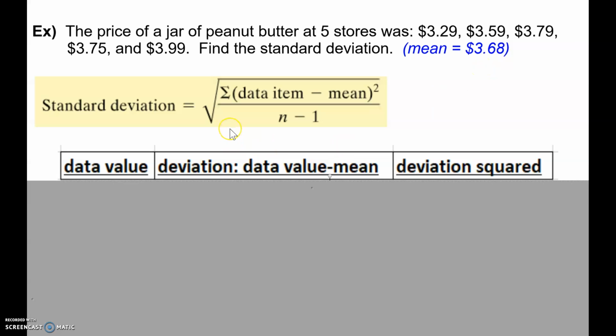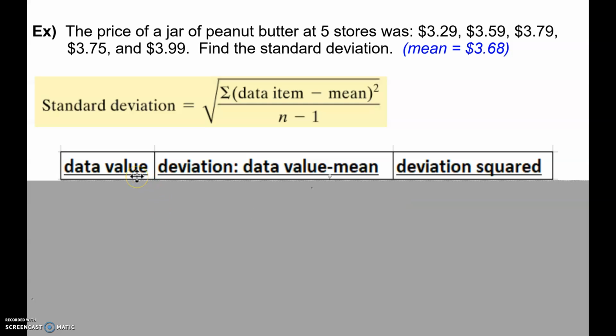Now, here is our formula again for standard deviation. It's the square root of the sum of the data items minus the mean, each one squared, divided by n minus 1. Let's take that in bits. All right, so I made a table that will help me organize this and make it a little bit easier, maybe, or at least methodical to do.